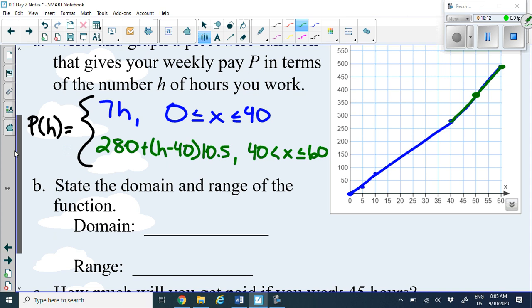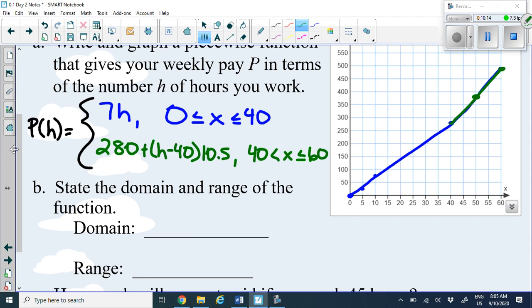Okay, now let's state the domain and range. Remember, domain deals with our x values or the horizontal axis. So we do start at 0, right? We have a closed circle here. And we go all the way to 60, and that's a closed circle. So that's going to be our domain. So how do we write this in interval notation? So we go from 0, make sure you have that equal bar there. Now remember, we're using h, okay?